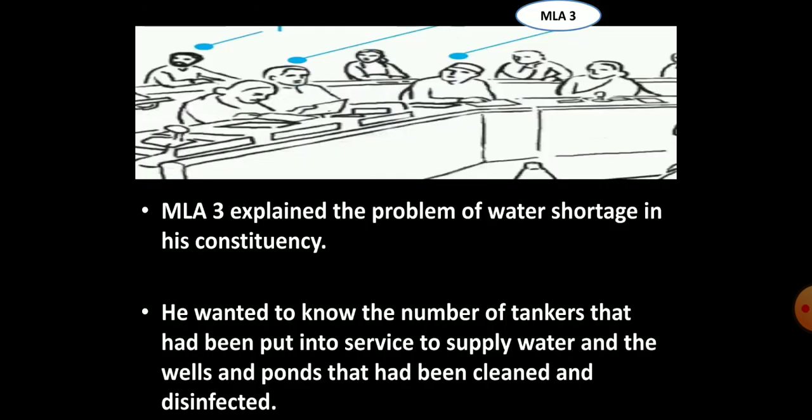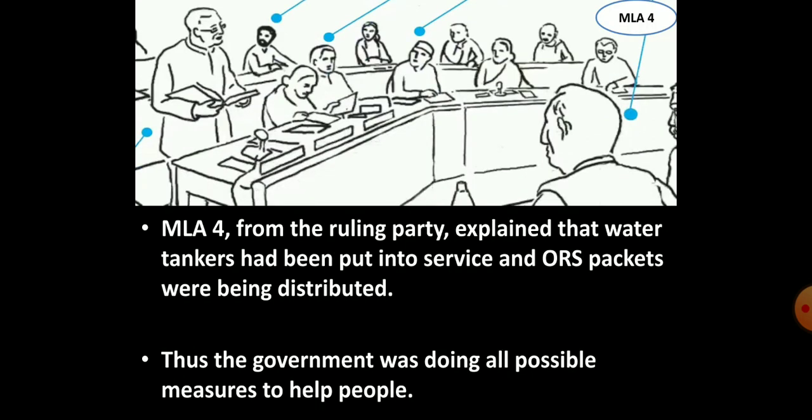The third MLA said that there was a serious water shortage in his constituency of Tolpatti and that the women had to fetch water from long distances. He questioned the government authority to tell how many tankers were put to supply water. He further inquired about the number of wells and ponds that had been cleaned and disinfected.